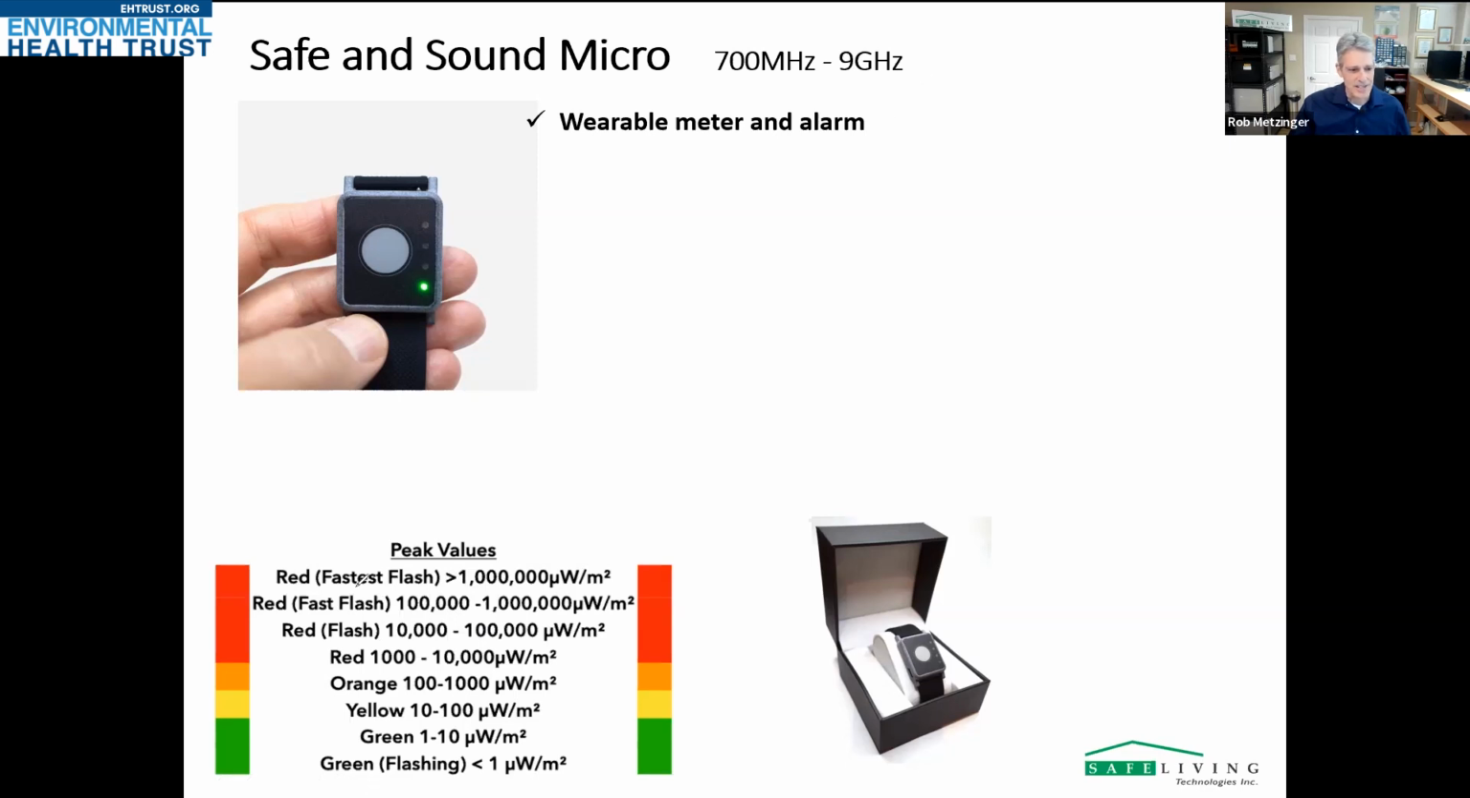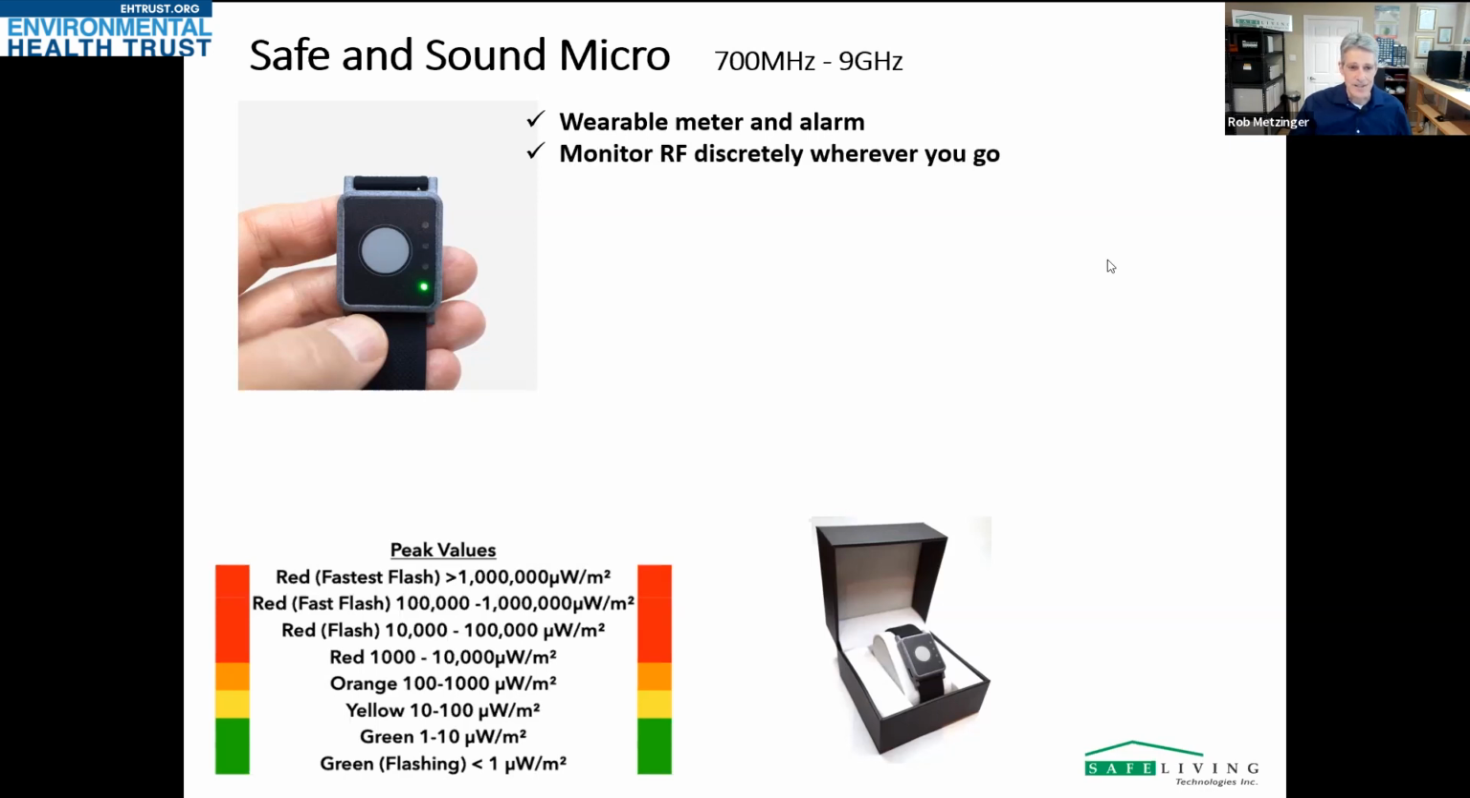exposure range you're in. If you've got a green light on, then you're measuring 1 to 10 microwatts. If the green light is flashing, you're less than 1 microwatt, and so on. So green is good, and red is bad. We start red at 1,000 and go all the way up to over 1 million. So that's the measuring range.